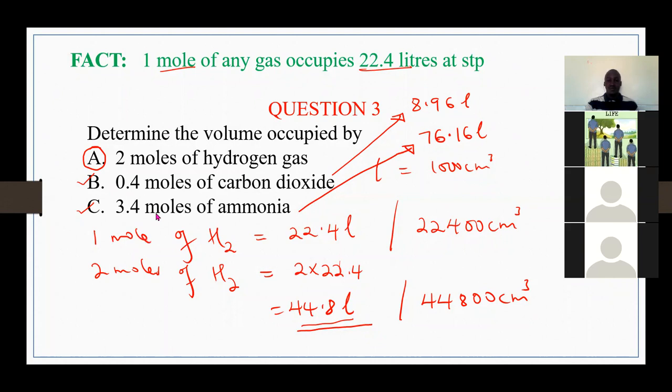B is 89,600 cubic centimeters. Okay. And C is 76,160 cubic centimeters. Guys, are we able to obtain the same values as Peter, 8.9 and 76.2?